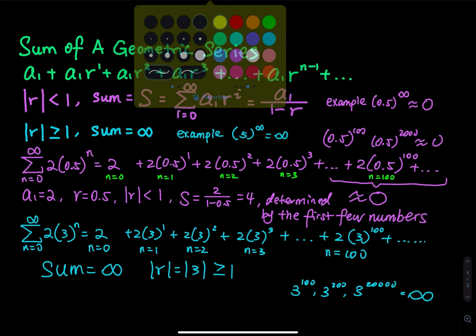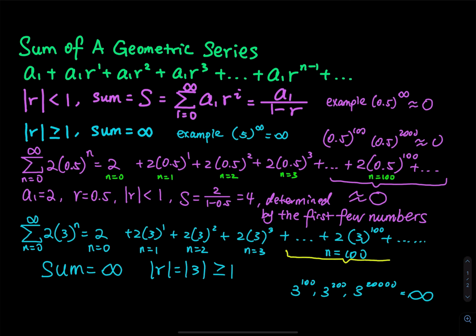So let's put it right here. Let's use more space. When n is large, you are adding many infinities. So of course, the sum is equal to infinity.